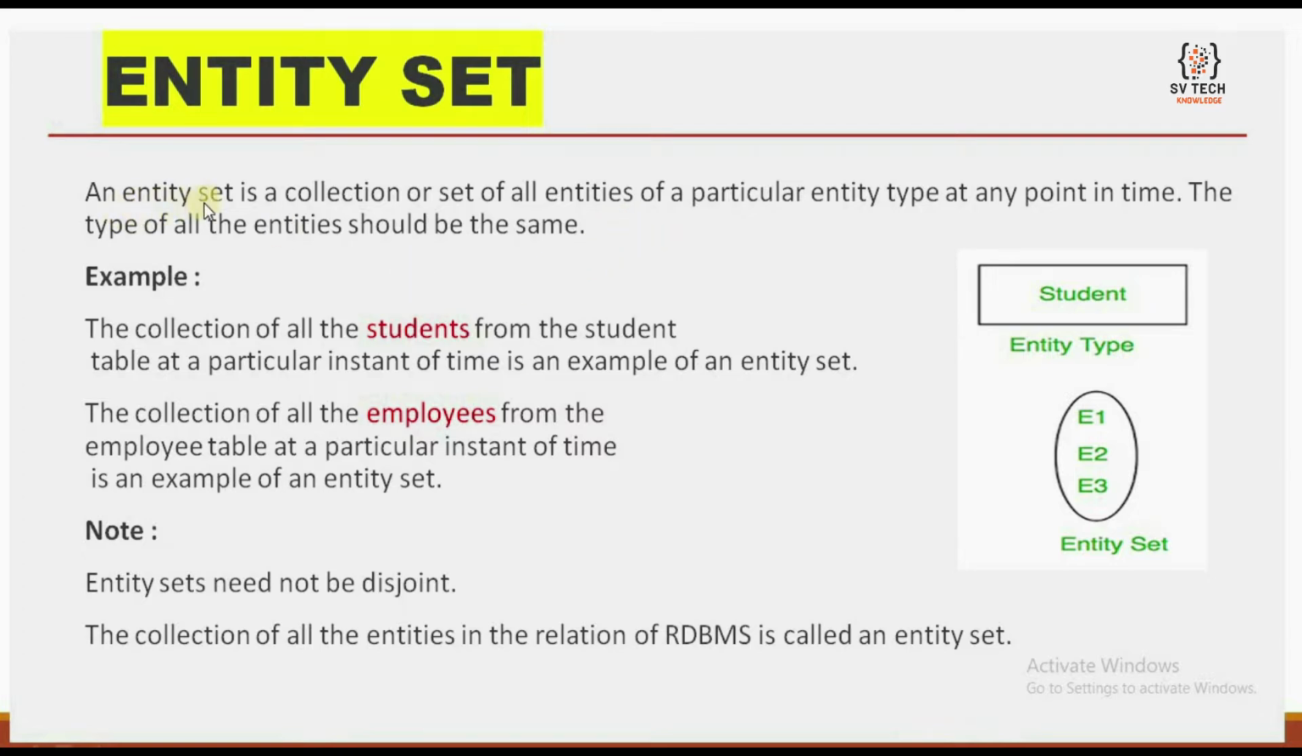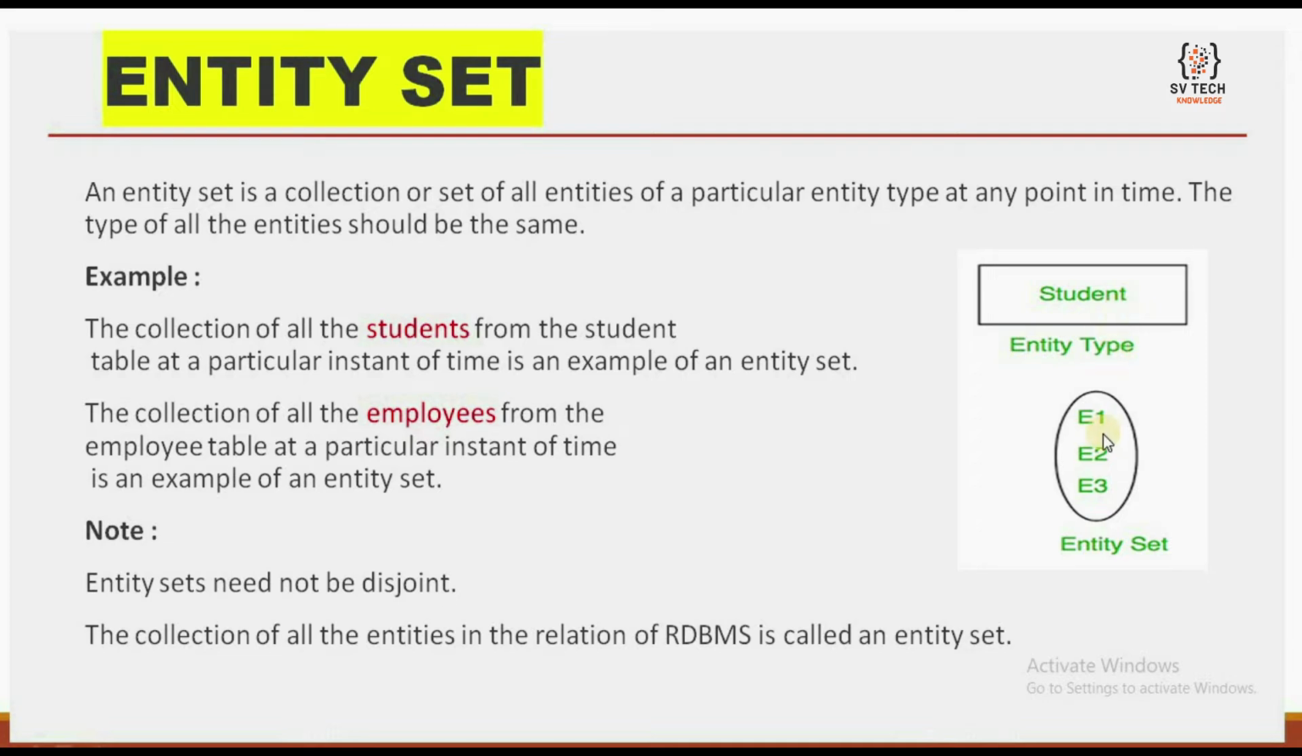Entity set. An entity set is a collection or set of all entities of a particular entity type. Suppose we have taken student as an entity type in the past slide. That student entity type's collection is known as an entity set at any point of time. The type of all the entities should be the same. It means the collection of all the students from the student table at a particular instance of time is an example of an entity set. Otherwise, we can take one more example of employee. The collection of all the employees from the employee table at a particular instance of time is an example of an entity set.